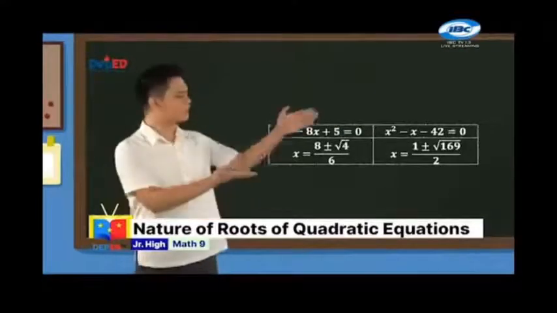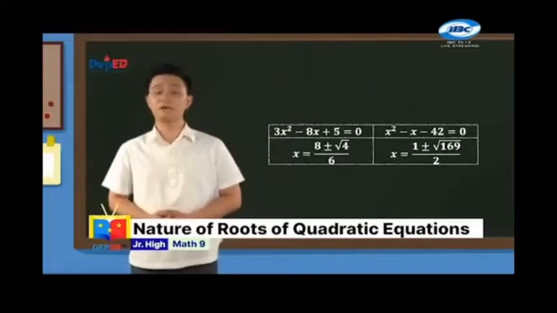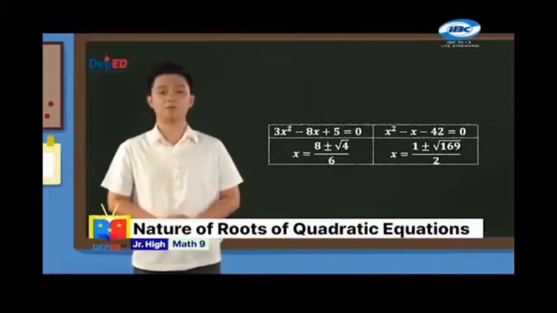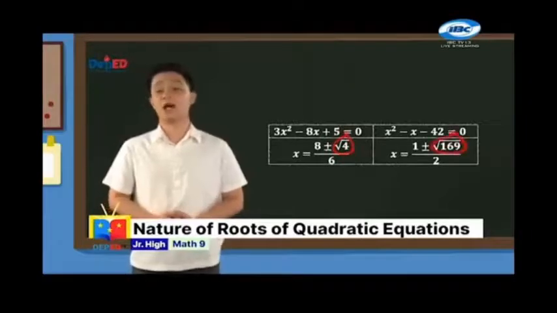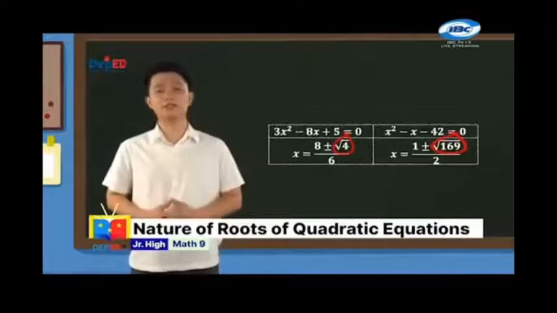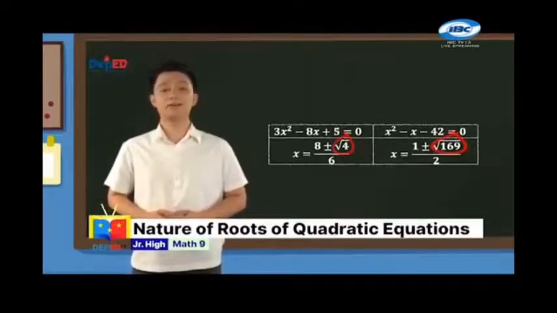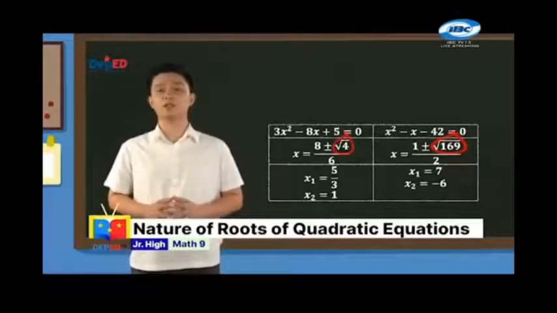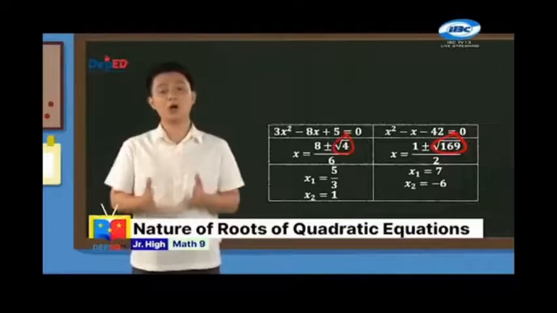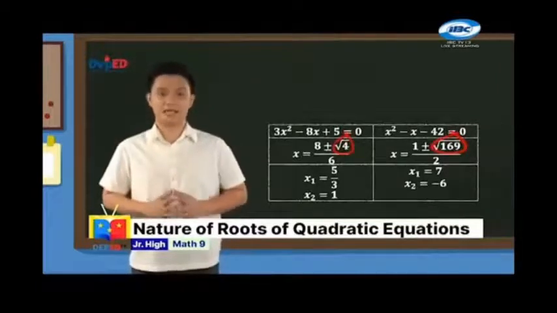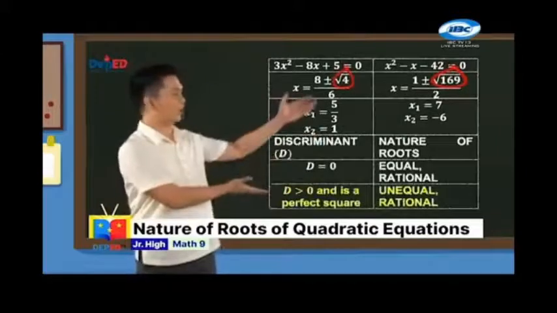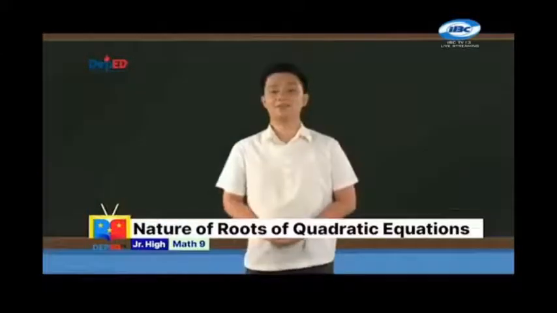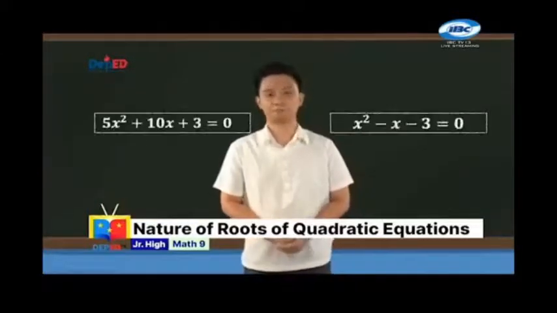Now, let's look into the discriminant of each equation in this pair. 4 and 169 are the discriminants. They are both positive or greater than 0. Also, they are both perfect squares. If this is the case, it appears that the roots of the equation are not equal, but are rational. Let's add this observation to our table of highlights. We proceed to the third pair.